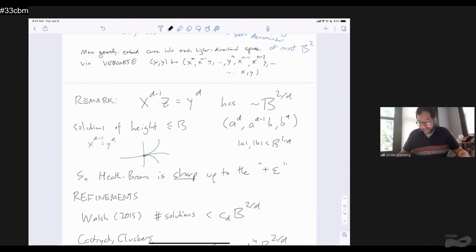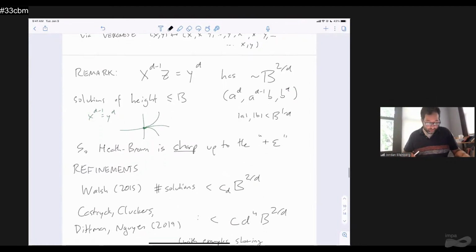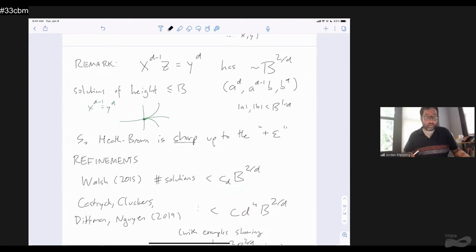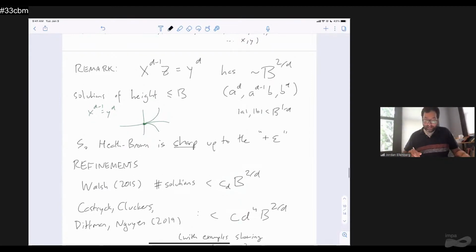Another thing that I always wanted to know, because it's useful in applications, is to understand what this constant actually is. And that was also a mystery for a long time until the very beautiful recent result of Castryck, Cluckers, Dittmann, and Nguyen from a couple of years ago. I'll say something about my work with Akshay in a second, but Akshay and I thought about this and tried pretty hard to explicitly write down what this dependence on the degree looked like, and it was hard even to write anything down explicitly. It turns out that you get polynomial dependence: you can get an absolute constant times d to the 4th times B to the 2 over d.